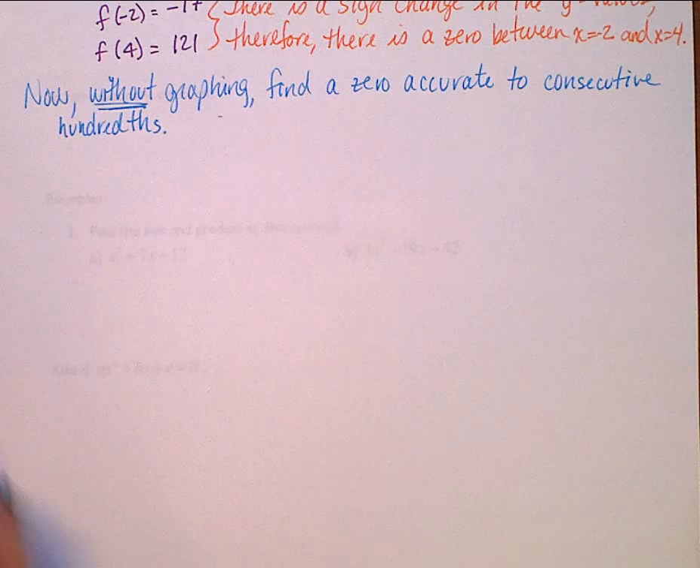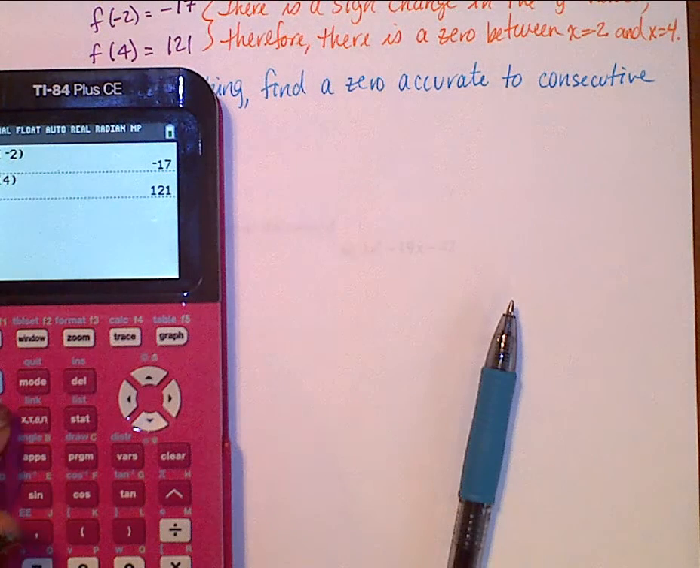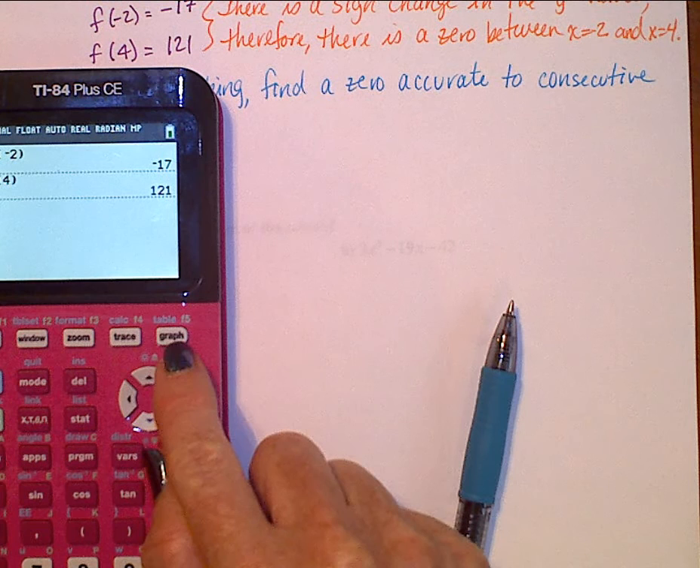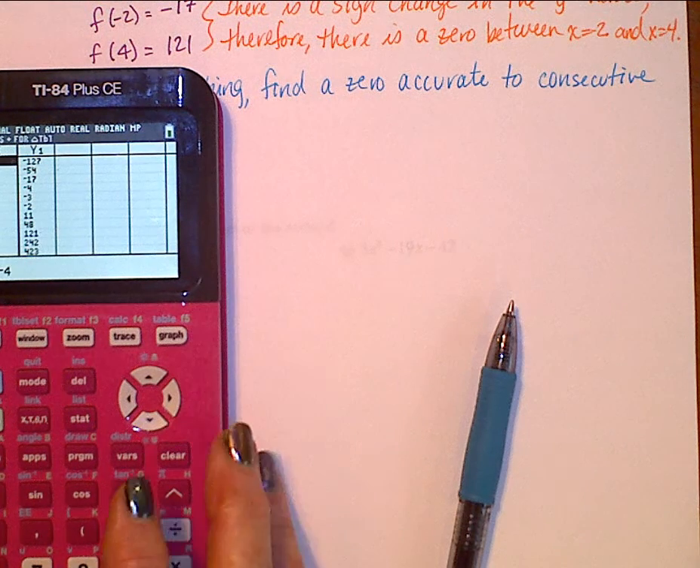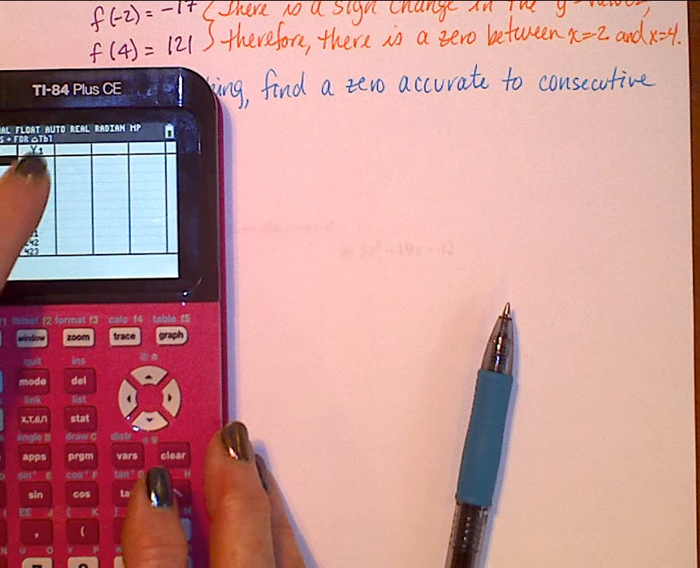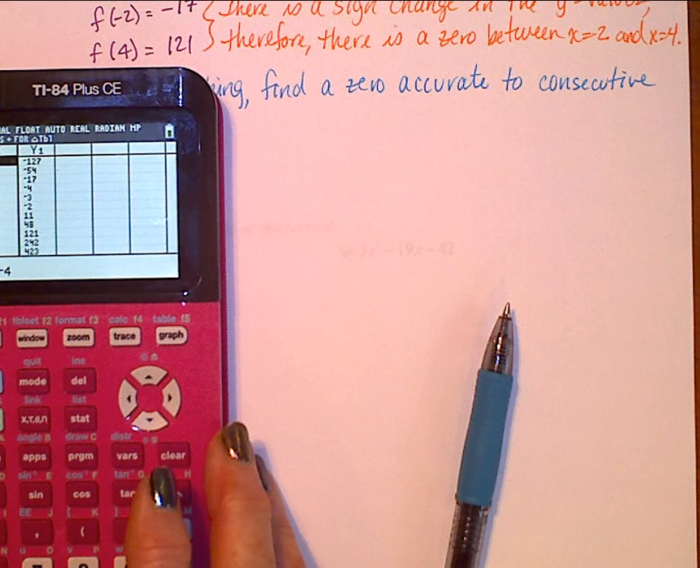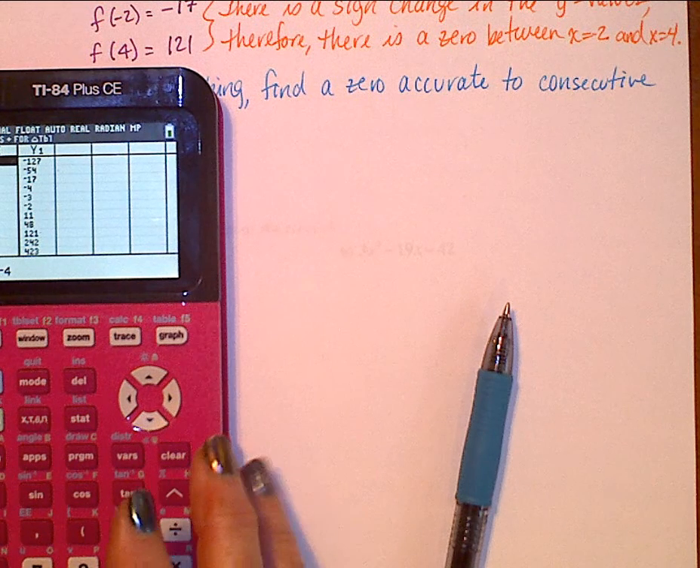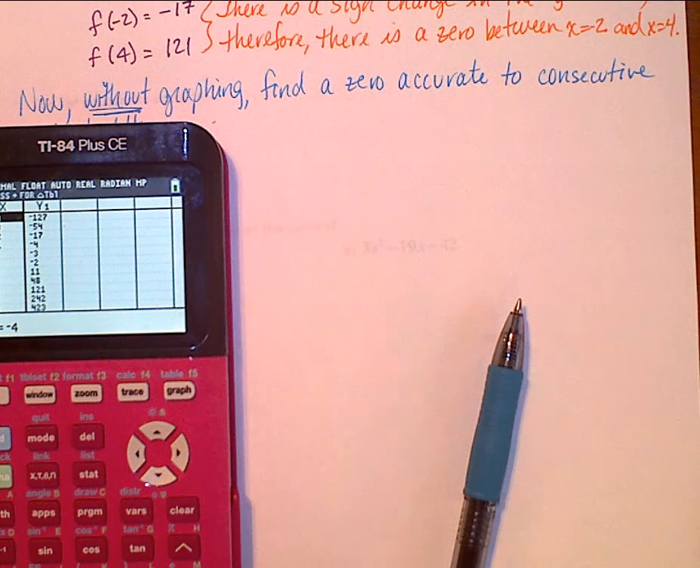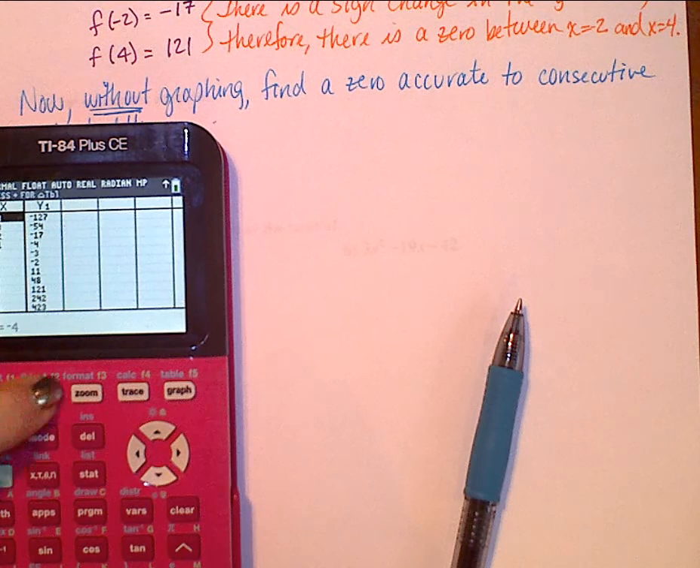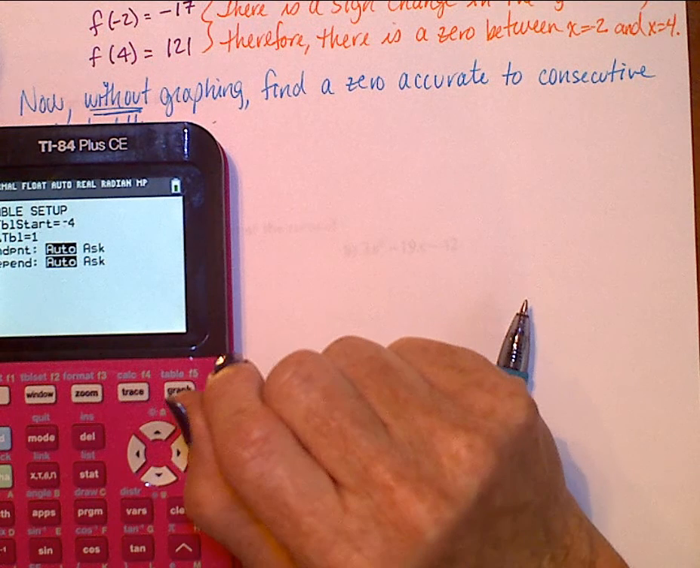So what I want you to do is to go to the table, which is second graph. And you should have x here and y1. And perhaps you have the same x values showing that I do, perhaps you don't. Doesn't matter. If you don't have the same x values, let's talk about setting that table. So go to second window, which is table set. So second table set. And we should have our table start.